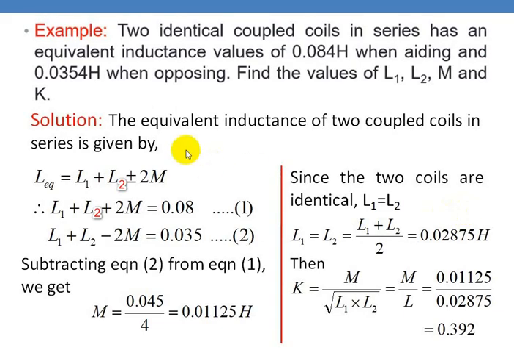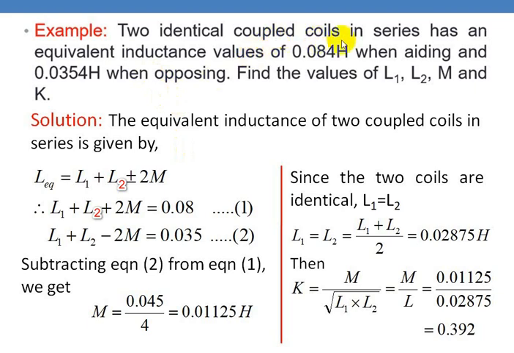So this is a continuation of coupled circuits part 1. In coupled circuits part 1, the basics of coupled circuits are discussed. Concepts of self-inductance, mutual inductance, coefficient of coupling, then series and parallel coupled circuits, and writing equation for coupled circuits are discussed. Let us consider this example.